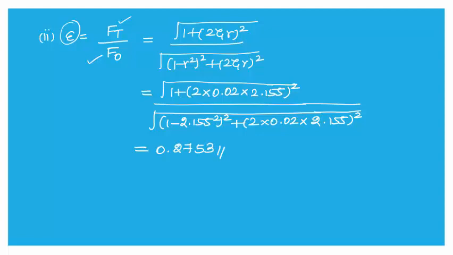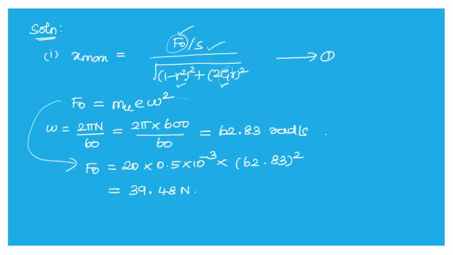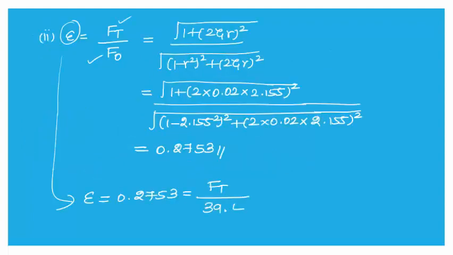So now we can calculate the value of Ft by substituting epsilon value as 0.2753 is equal to Ft divided by F0, whose value is 39.48 Newton, from which we can get the value of Ft, that is 10.87 Newton.